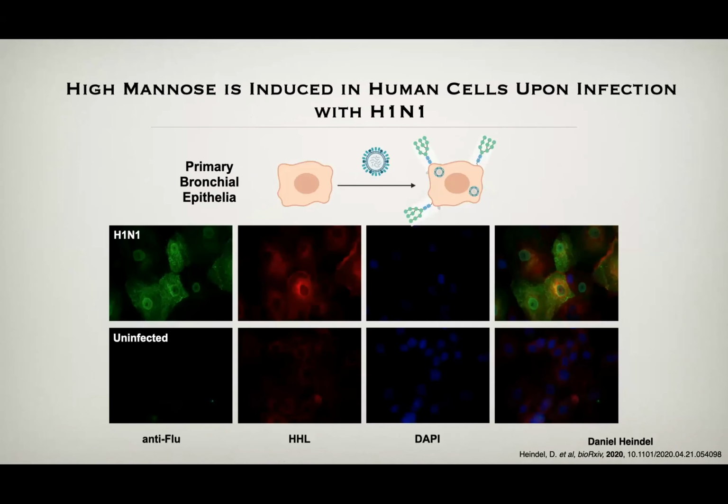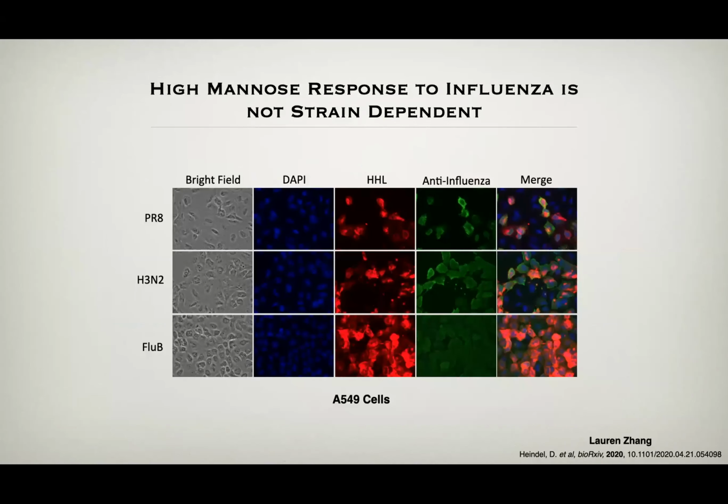So A549 is great, but it's a lung adenocarcinoma. So what about more normal human cells? Will we see the same response there? If we look at primary bronchial epithelia, we again get infection and high-mannose binding. You can see here, again, the high-mannose is localized at the cell surface. You can see this beautiful co-localization of infected cells with high-mannose.